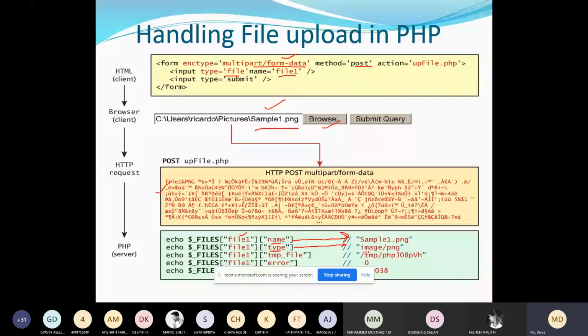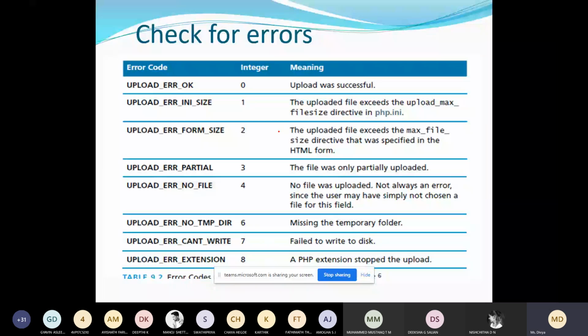What is the temporary location? Where will it be stored? It is stored in this location. What about error? Is there any error in uploading this file? If there is no error, it returns 0. Similarly, you can get different information. It returns 0 when the uploading of the file is successful and you don't have any error. Likewise, you have different errors.